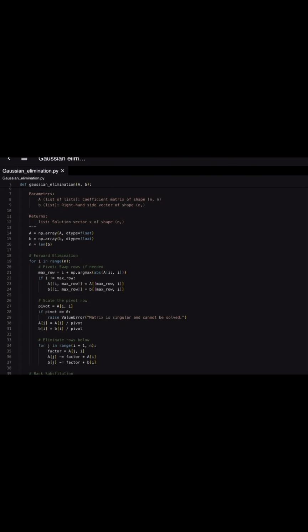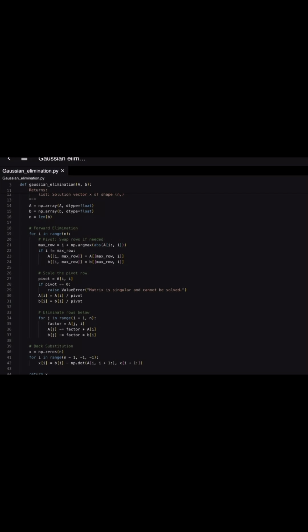First, we convert matrix A into a numpy array, and b into a numpy array as well, of type float. Now n indicates the number of equations. So in our case, it'll be 3. Moving on with the forward elimination, first we need to find the row with the largest absolute value. Here, we need to find the row with the largest absolute value in column i, starting with row i.